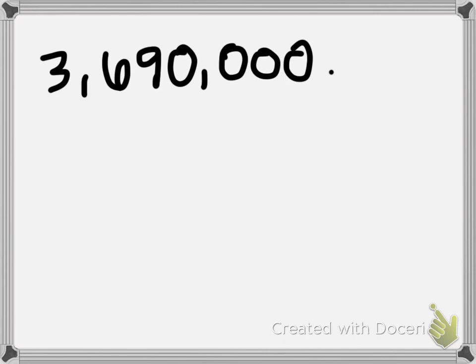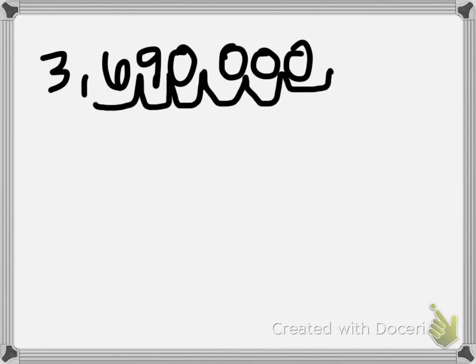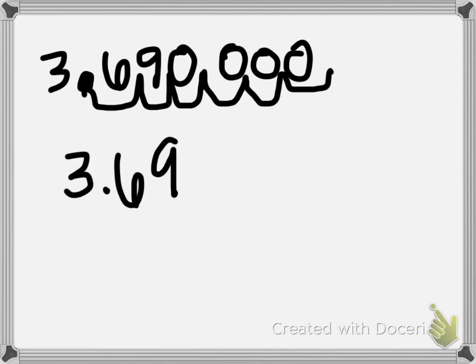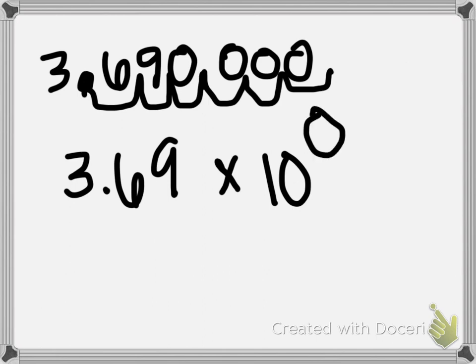You're going to move 1, 2, 3, 4, 5, 6 times. Put a decimal right there. We moved it, okay? This is what I mean by a number between 1 and 10, because this ends up being 3.69, in between 1 and 10, okay? Now, with scientific notation, after your number, you always put times 10. Only thing missing is our exponent, okay?